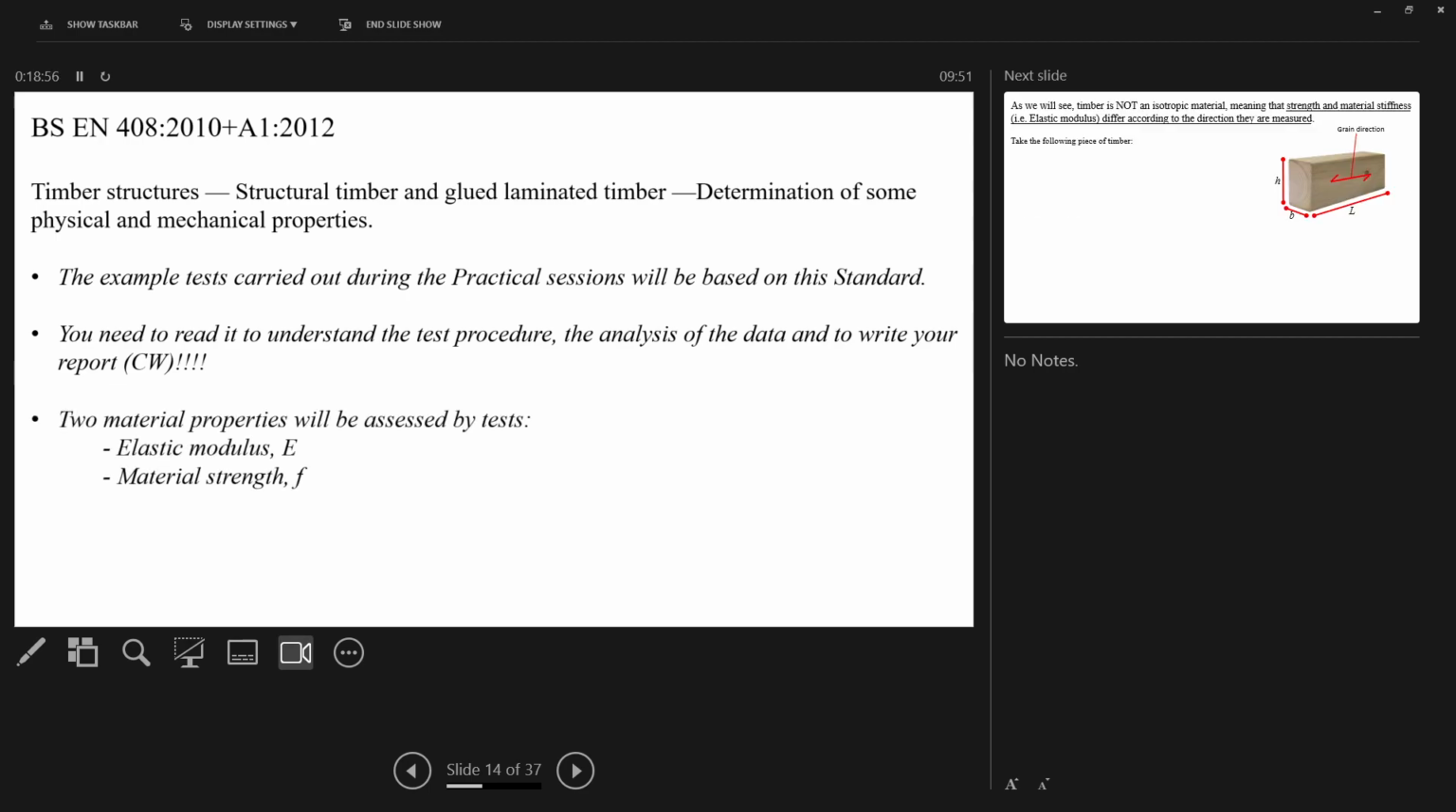Okay, two material properties will be addressed in this test next week. All we'll be doing next week is compression parallel to the grain. That's all we'll be doing. Yep.